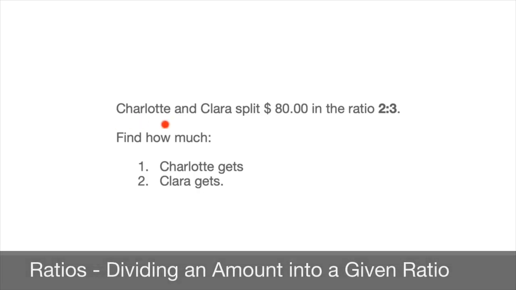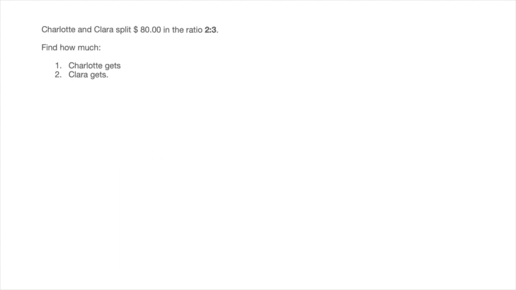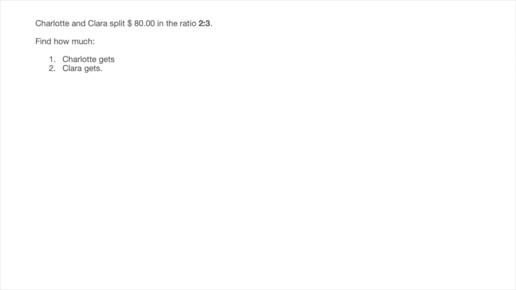Say we're told Charlotte and Clara split $80 in the ratio 2 to 3, and we're asked to find how much Charlotte gets as well as how much Clara gets. This is a typical must-know problem involving ratios, and to solve it, I'll start by moving the question to the side, like so.